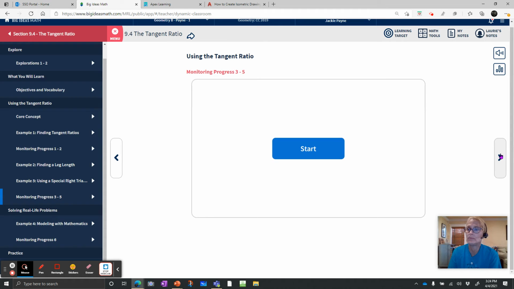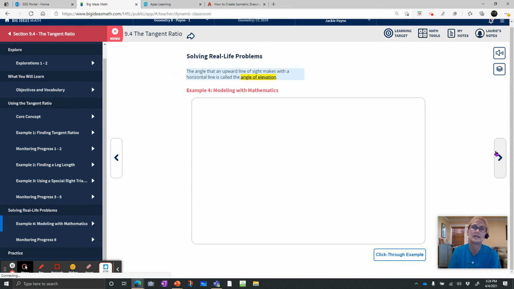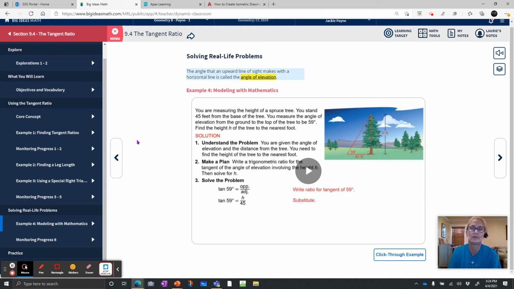So these are more examples from our notes, the monitoring progress, and this is exactly how we would solve. You've got something called the angle of elevation and the angle of depression. This is the rock wall problem that they started at the beginning of the chapter. The angle that an upward line of sight makes with a horizontal line is called the angle of elevation. So if you'll notice in this picture, 59 degrees is the angle of elevation from the ground up to the top of whatever you're looking at.